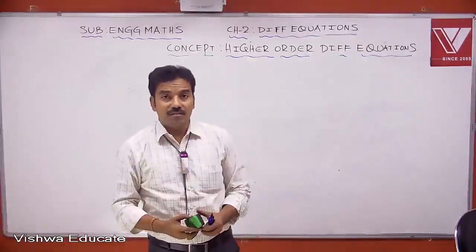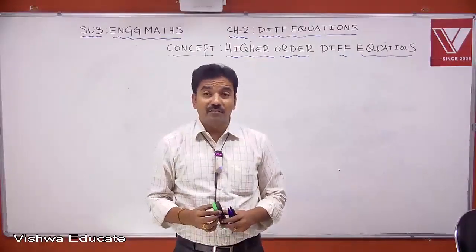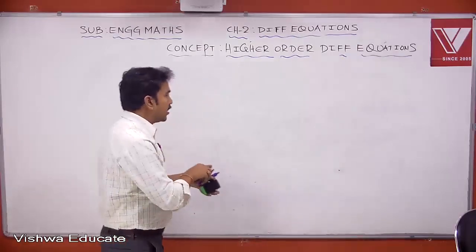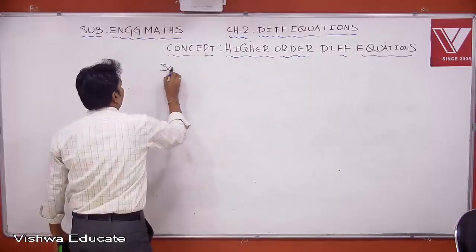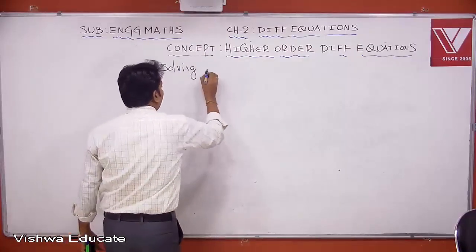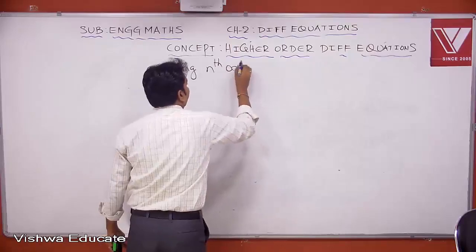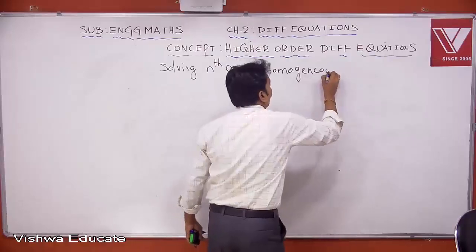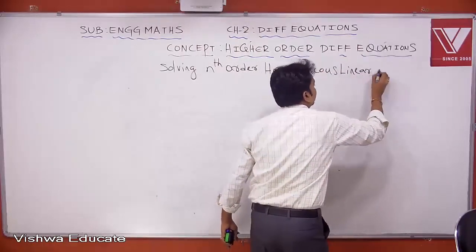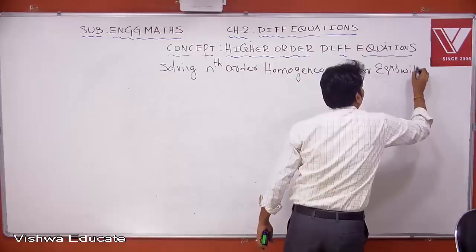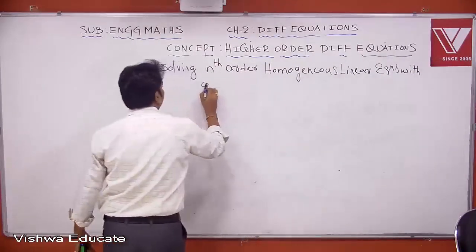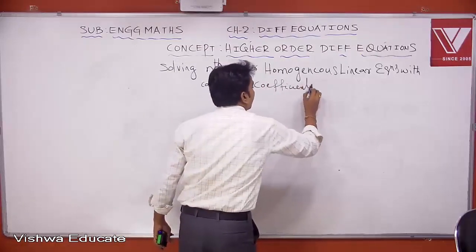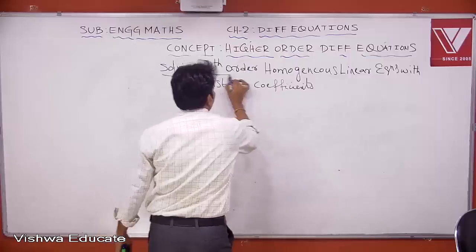Now we discuss higher order linear differential equations with the constant coefficients with the homogeneous, that is RHS is 0. So the concept we need to discuss is solving nth order homogeneous linear equations with the constant coefficients. Now let us focus on this.